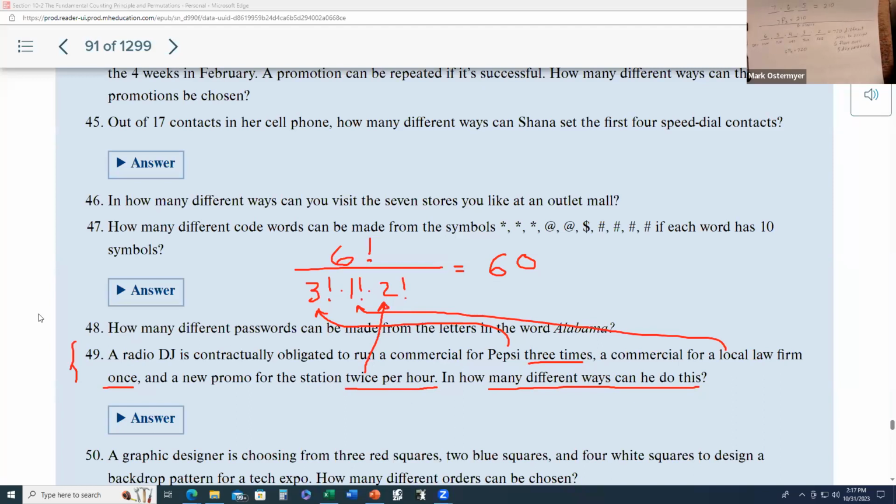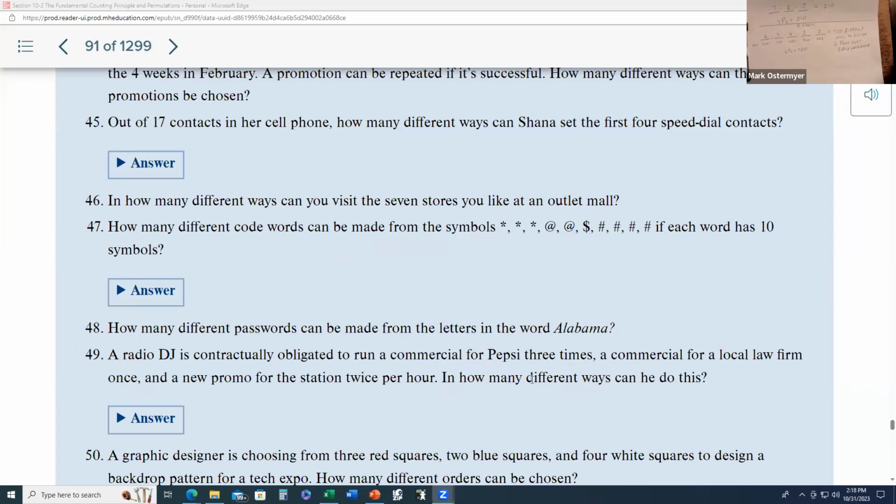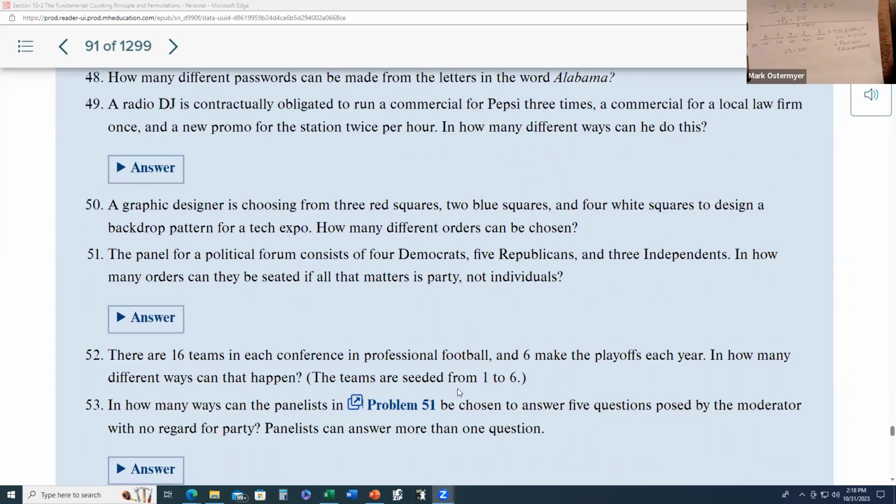All righty. Let's see here. It's 18 after. One more. Number 51. The panel for a political forum consists of 4 Democrats, 5 Republicans, and 3 independents. In how many orders can they be seated if all that matters is party affiliation and not the actual individual? That'll be the last classwork.